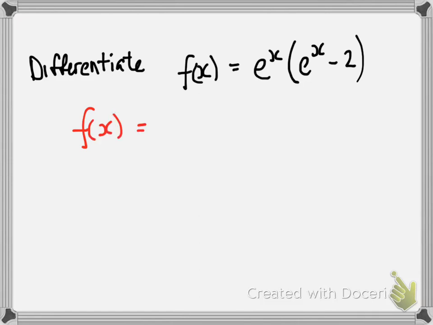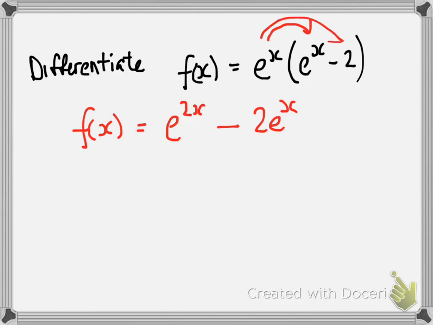Now, here we go. We haven't done indices for a while. What's e to the x times e to the x? E to the power of 2x. Remember when we've got indices and we're multiplying them, we add them. So x plus x is 2x, so e to the power of 2x. And then we've got minus 2e to the power of x, so times out the bracket, like so.